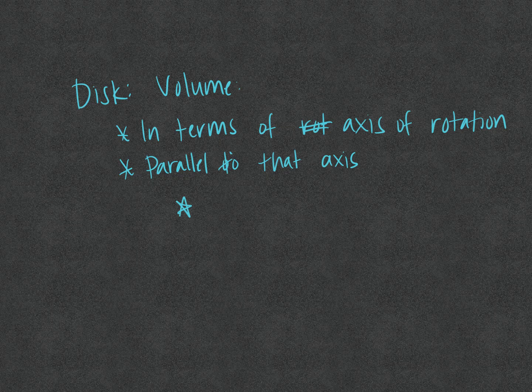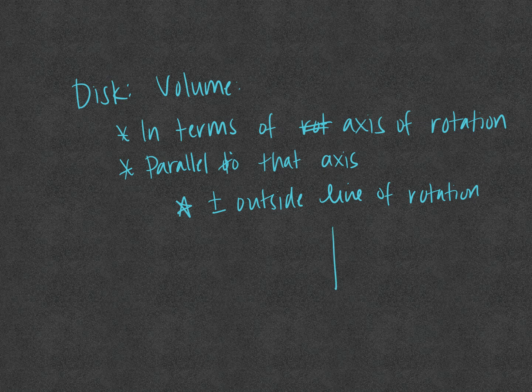Underneath here, let's say plus or minus an outside line of rotation. So if you're going around a line parallel to y, you're going to say you're in terms of y, and your radius is either going to add or subtract. This is not a really good explanation, but if your rotation line is this way, you're going to add, and if your rotation line is this way, then you're going to have to subtract. And you can think about that in terms of x as well.